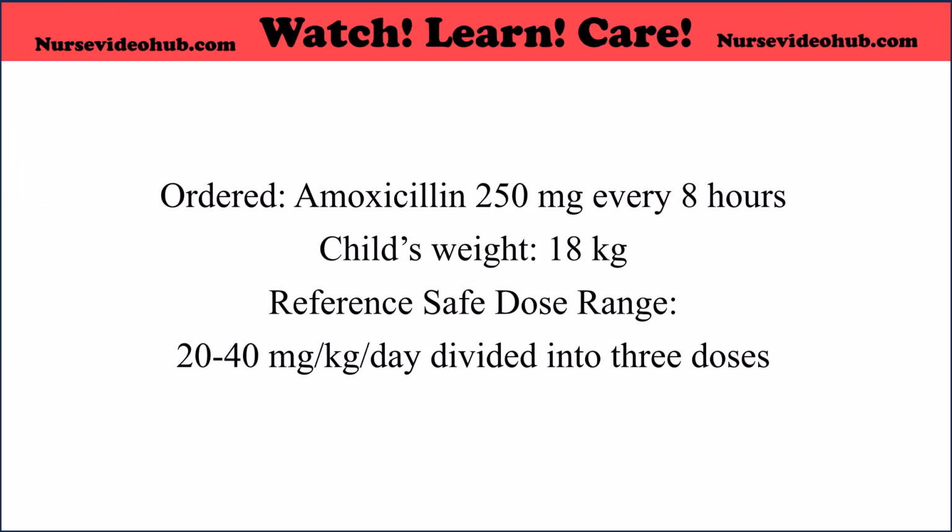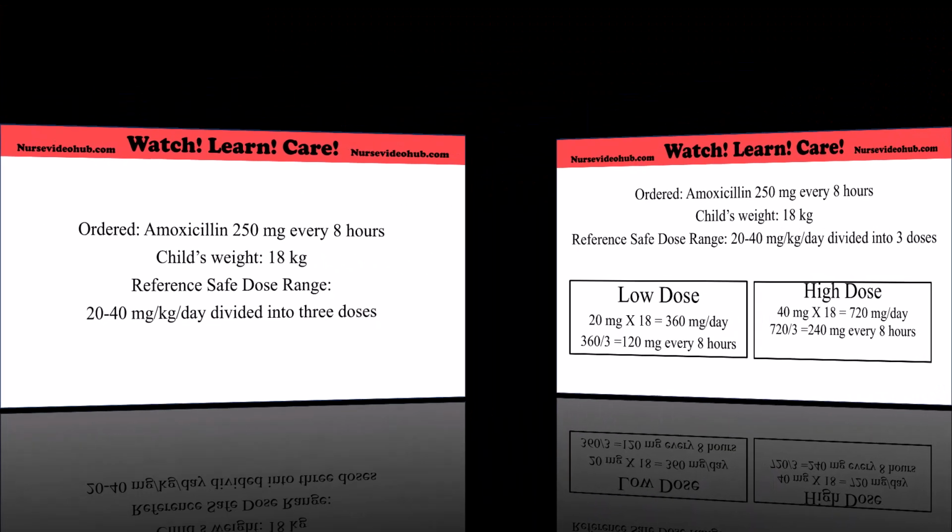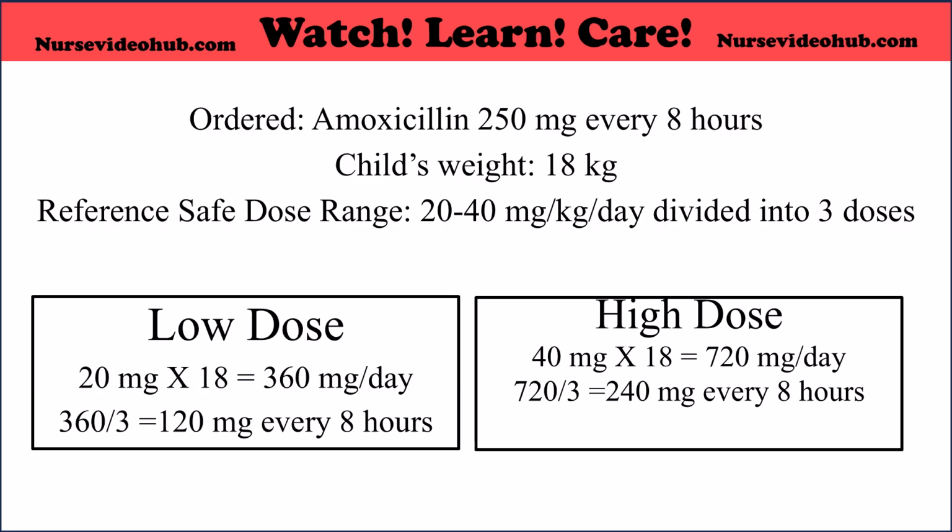Let's look at another example. The order reads amoxicillin 250 milligrams every 8 hours. The child's weight is 18 kilograms. The reference safe dose range is 20 to 40 milligrams per kilogram per day, divided into 3 doses. You don't have to calculate the dose to administer based on weight. That is already done for you. But you must determine if the dosage of 250 milligrams every 8 hours falls within the safe dosage range.